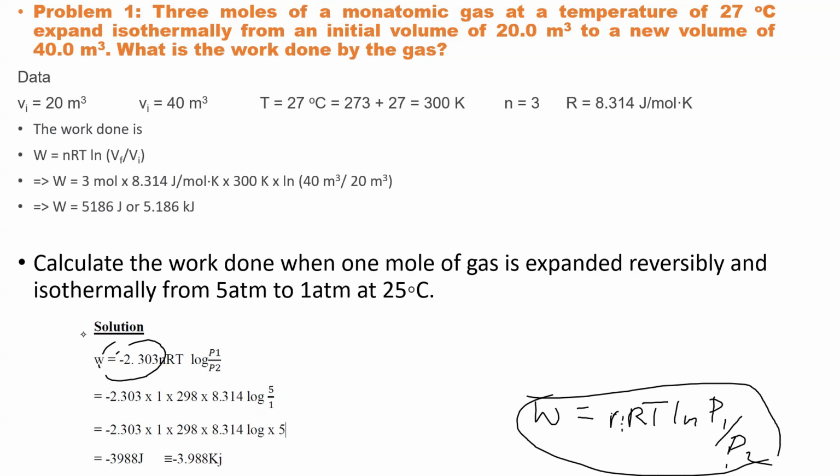So therefore, we have now minus 2.30 times, so the number of mole here is 1. So that is why we have 1 here. Times the temperature, 25 degrees centigrade, so we have to add it with 273. That is how we have 298. And of course, we have R, which is our constant, 8.314 times log. The P1 is 5, so we have 5 divided by the P2, which is 1. So we have 1 over 5. That is how we now arrive at minus 3988 joule or minus 3.988 kilojoule. So these are two examples on how to calculate the work done on expansion under isothermal condition.